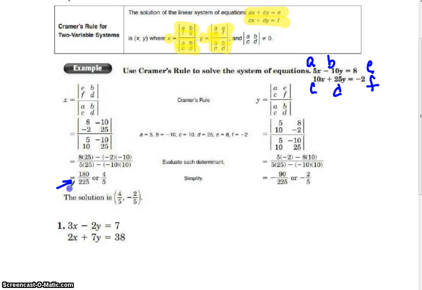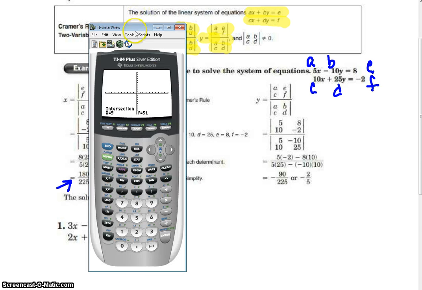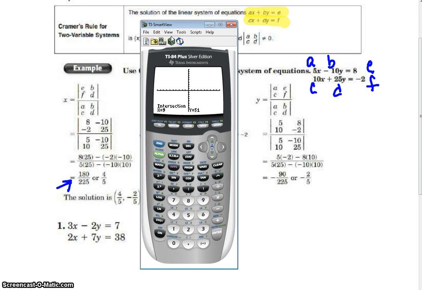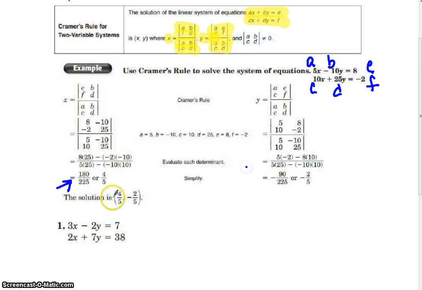The important thing is, once you get to this step, you need to reduce. So you would take your calculator, and you would say 180 divided by 225, except you actually need to be at your home screen. 180 divided by 225, and you get 0.8, but we really want to make this a fraction probably. Math, enter, 4/5. That just gets you the x. So that gave you the first part of your answer. That gave you the x.